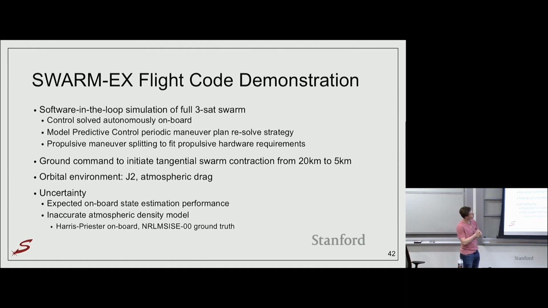The situation is that we're going to have a ground command to initiate a tangential swarm contraction from wherever it is at 20 kilometers of tangential separation down to 5 kilometers of separation. The orbital environment is going to consider J2 and atmospheric drag, and uncertainty is going to primarily take the form of expected onboard state estimation performance. So we're going to be rejecting that, as well as an inaccurate atmospheric density model. We're going to be using Harris-Priester on board, whereas the ground truth is NRLMSIS.